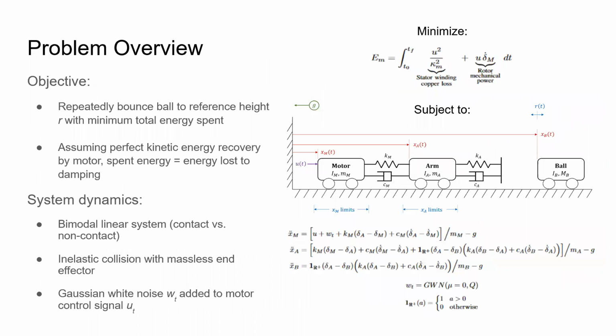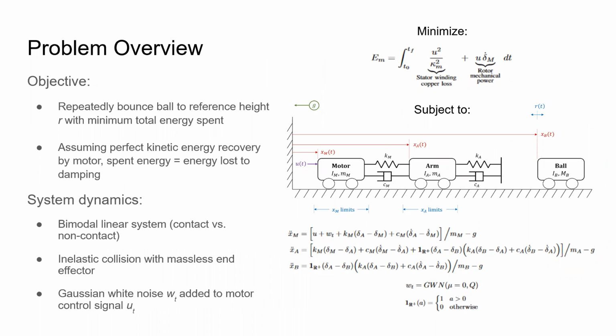The goal of our project was to model, simulate, and control a 1-degree-of-freedom SEA robot that repeatedly bounces a ball to a set reference height with minimum energy consumption. Assuming perfect kinetic energy recovery by the motor, the energy spent is equal to the energy dissipated by damping.